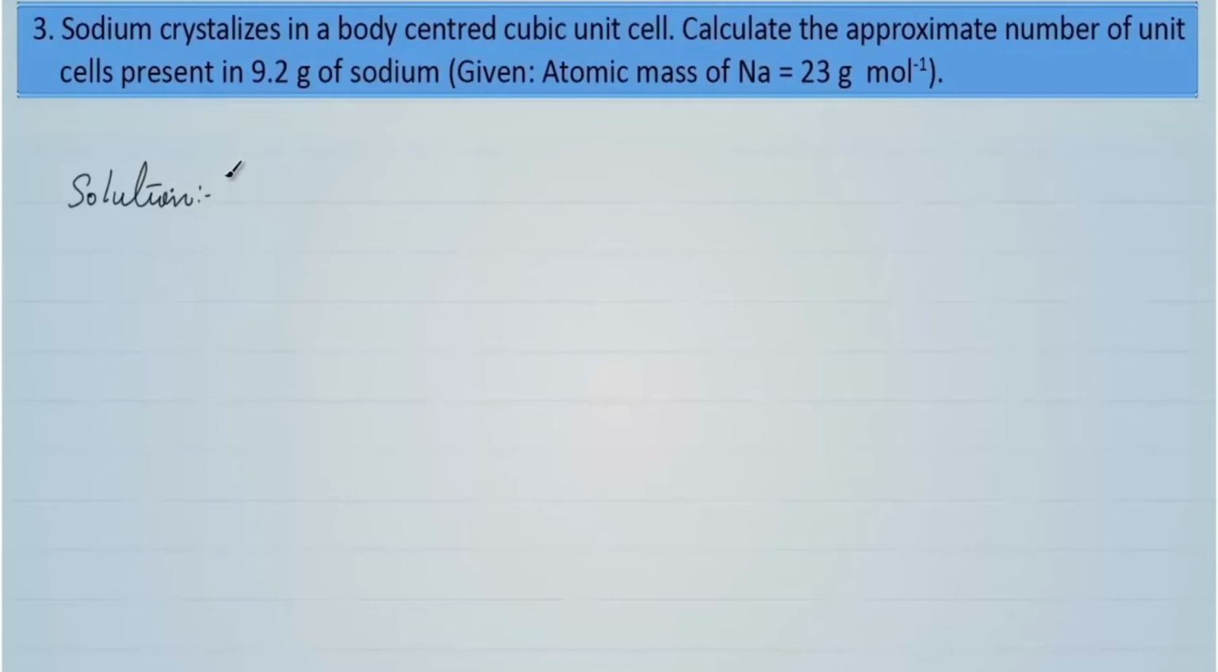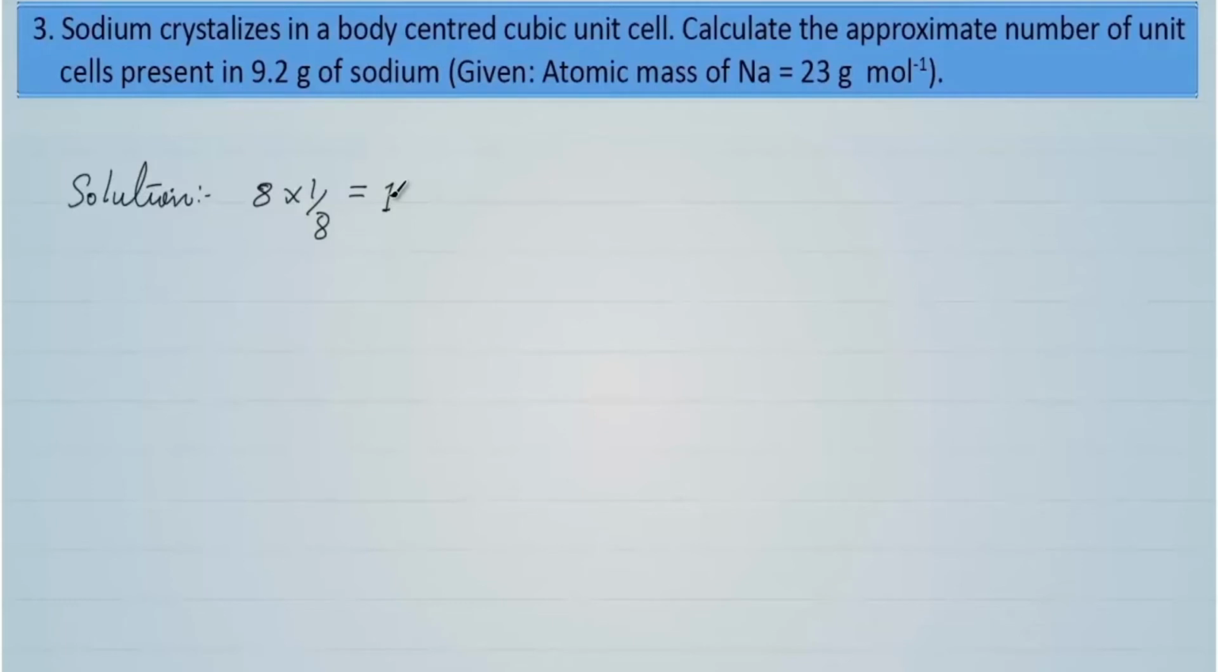Body-centered unit cell contains 8 atoms at the corners and 1 atom at the center of the body. Therefore, the contribution of the sodium atoms at the corners of the unit cell is 8 into 1 by 8, that is equal to 1.